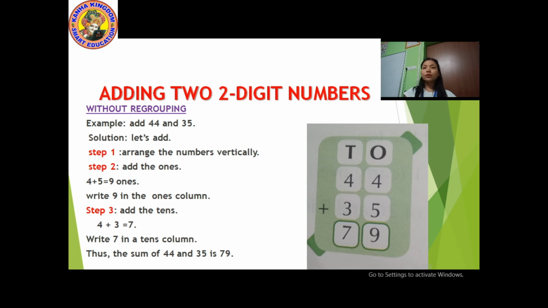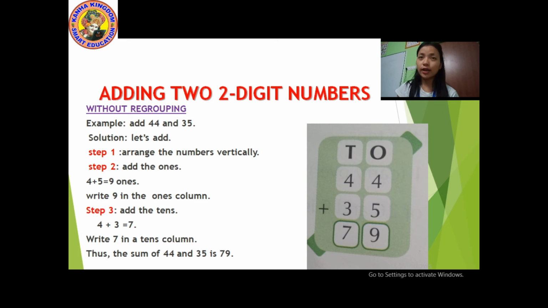Okay, student. Now add the ones. Second step is we should add the ones. See, in the number 44, 4 is the digit which is in ones place, right? In the second number, 35, 5 is the digit which is present in ones place. So we have to add these two numbers, 5 and 4, because step 2 is add the ones. While adding 5 and 4, we get 9 ones.